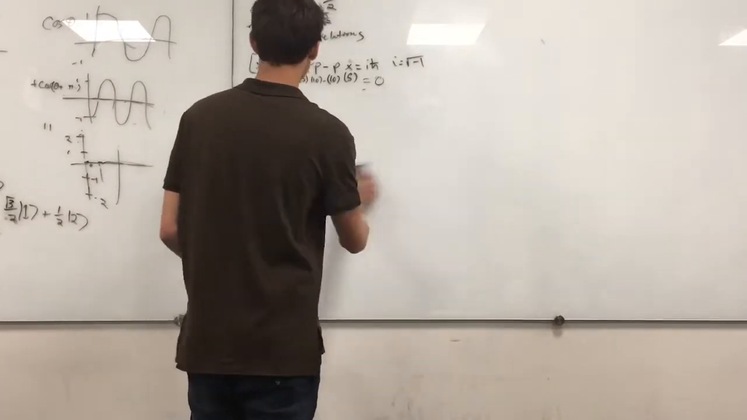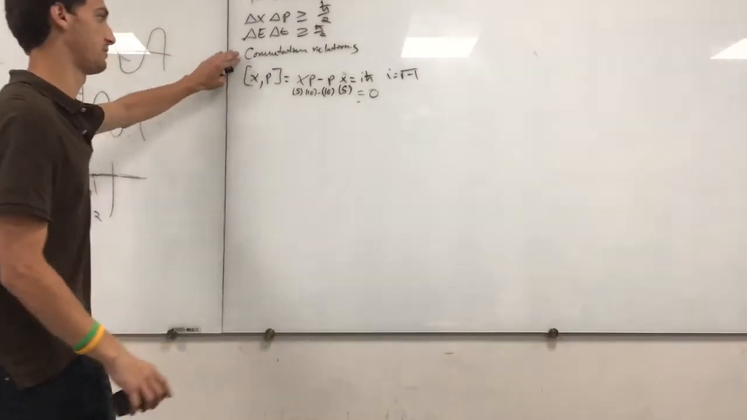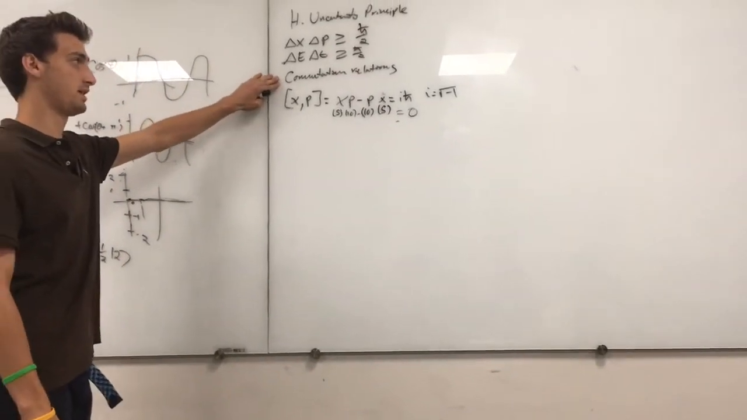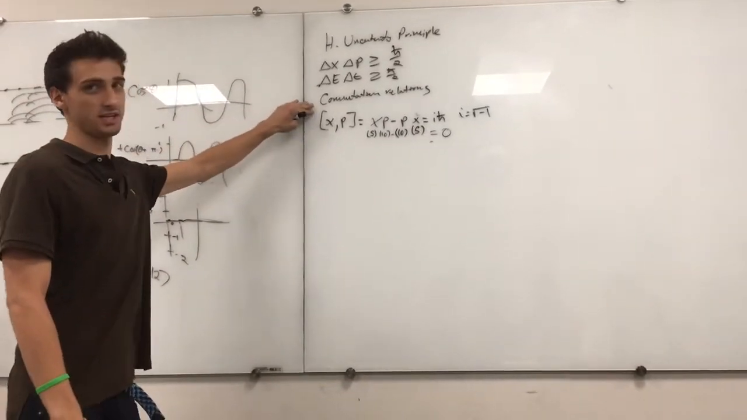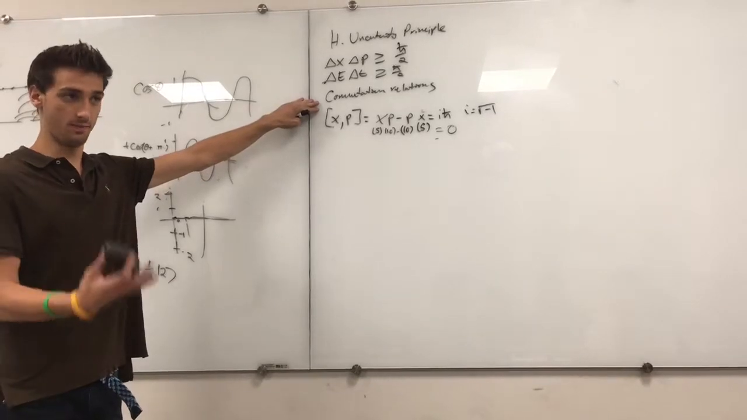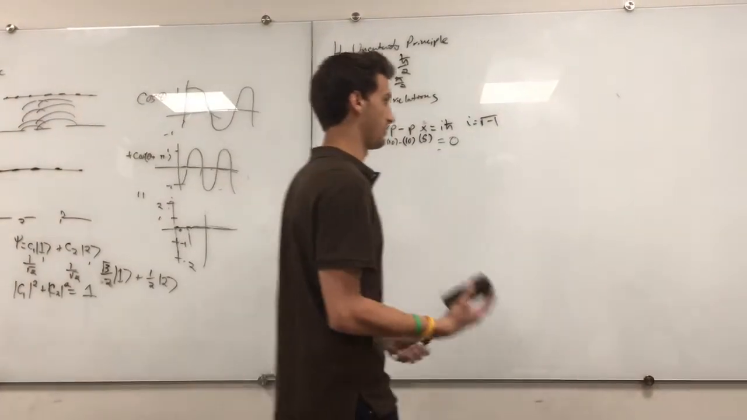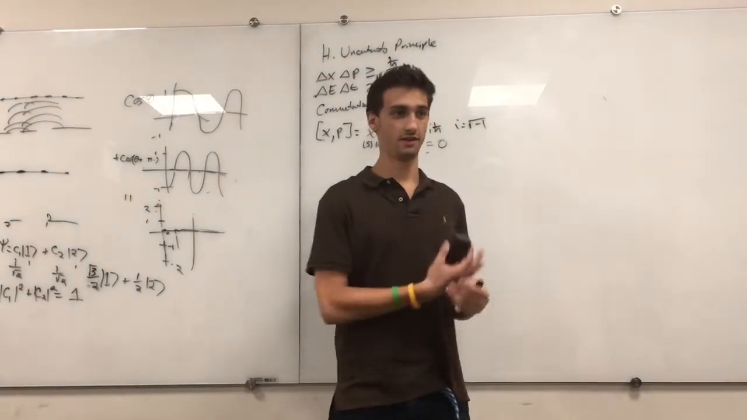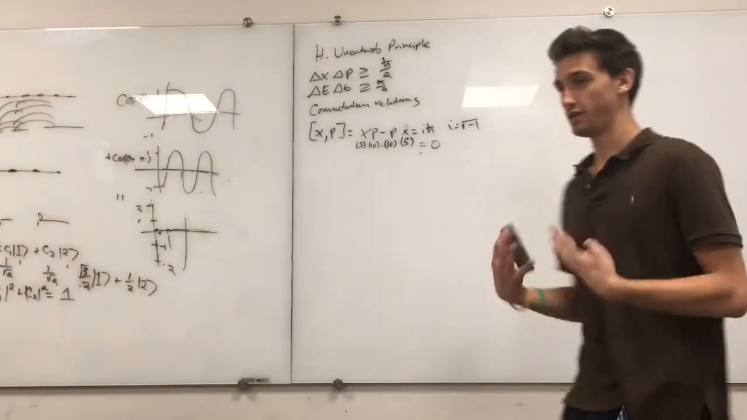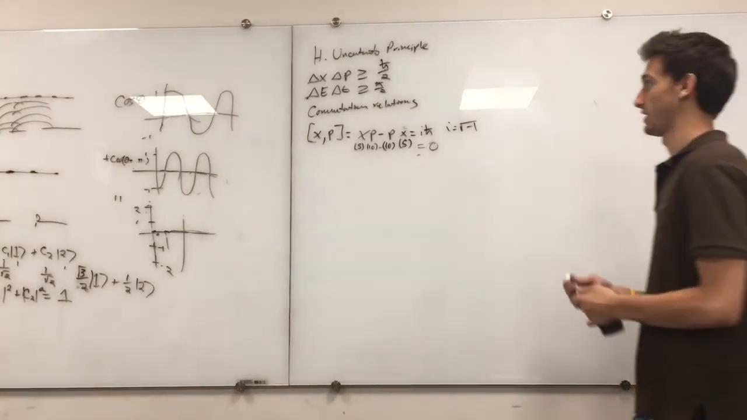So these commutation relations are very important. If you have a classical theory and you impose these commutation relations on your theory, it's quantum mechanical. You make it quantum mechanical. So they're very fundamental to formulating the theory of quantum mechanics.